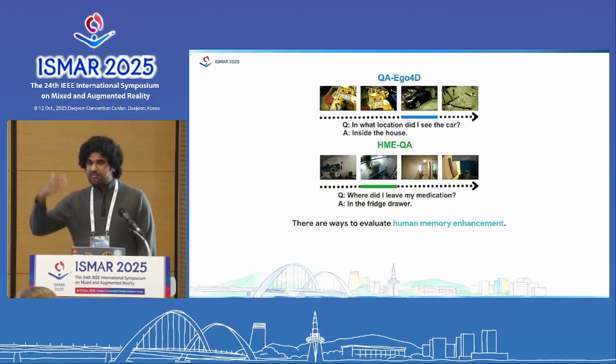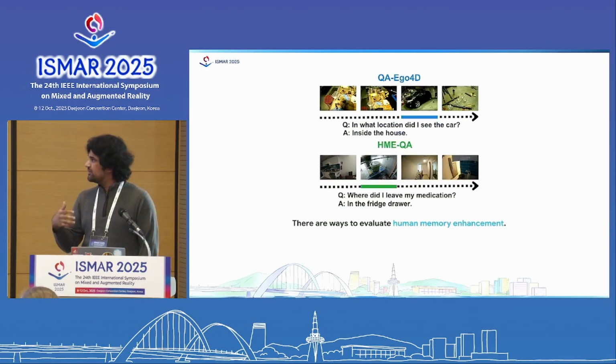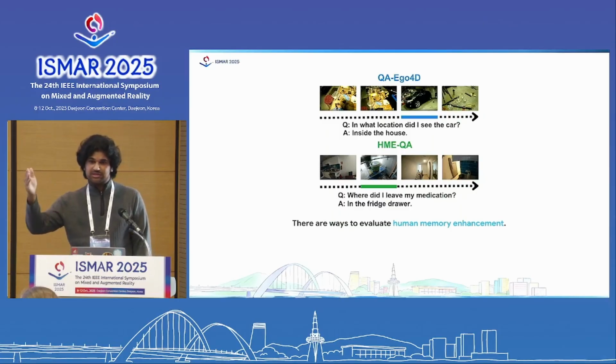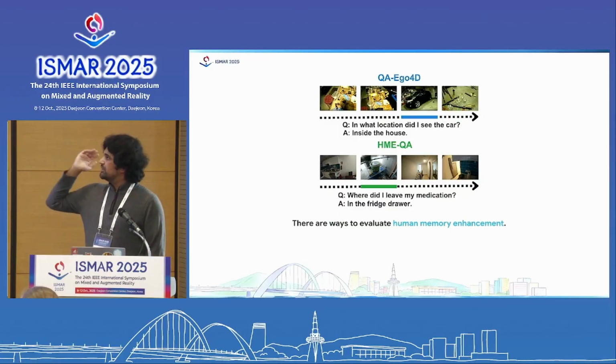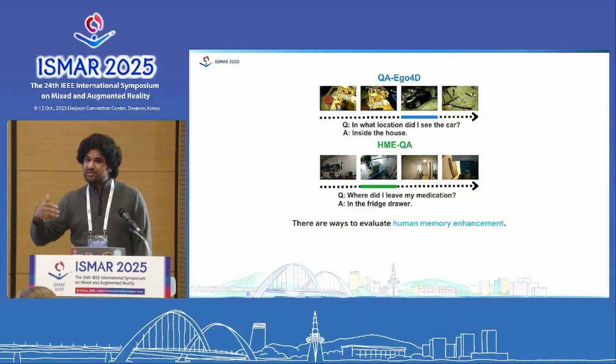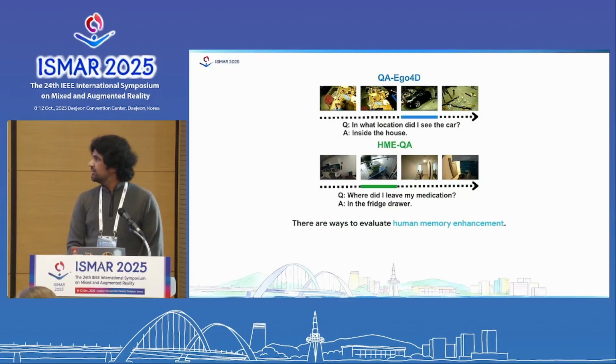And to motivate the work, we also have various ways to evaluate human memory enhancement, right? We have data sets that ask a question based on some imagery that's been seen. In what location in the house did I see the car? Or where did I leave my medication, for example? And it could remind you of that information.